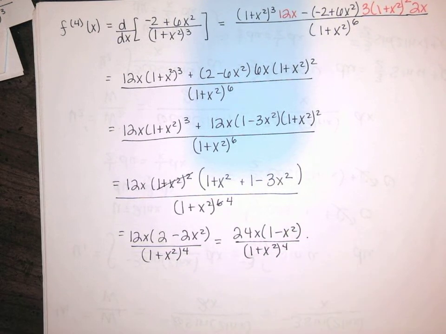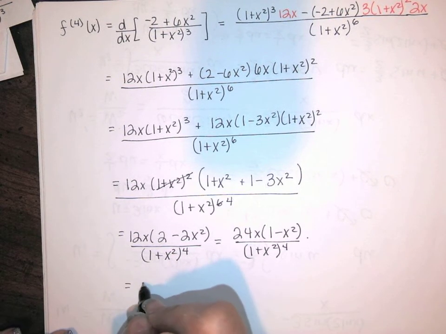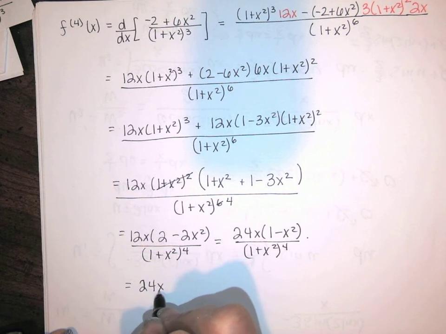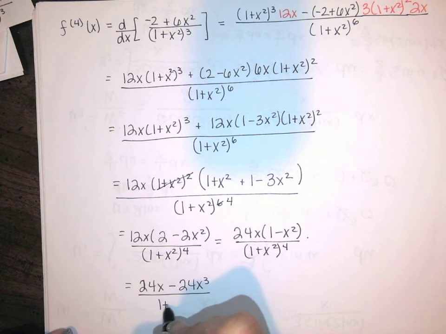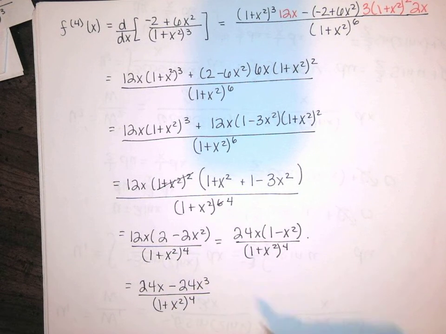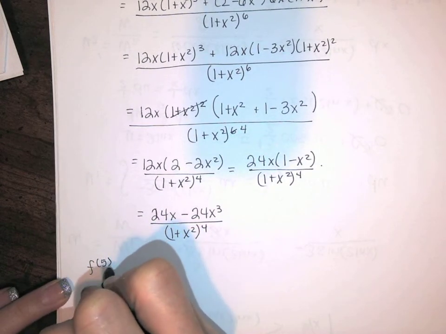And I would stop there if I just wanted to find that fourth derivative, but I want the fifth derivative, so actually I think it makes more sense to distribute. I have 24x minus 24x cubed in the numerator. If I leave it in that form, it'll be easier to take the fifth derivative. So we'll take the fifth derivative now.